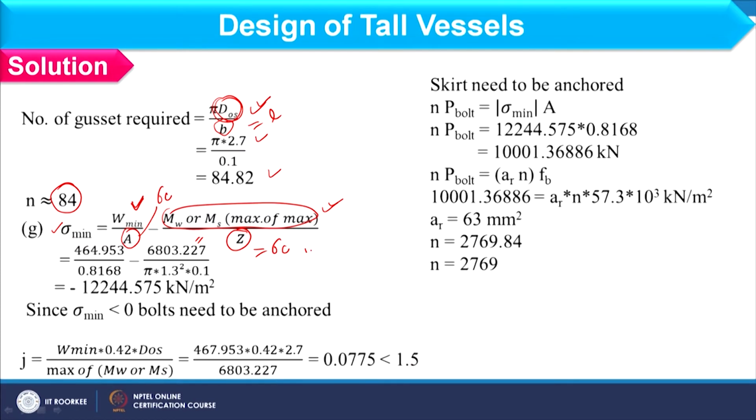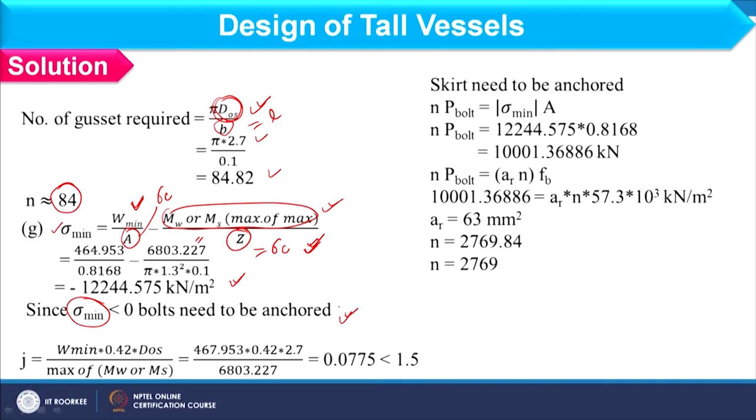So, considering all these values we can obtain sigma minimum as minus 12244.575 kilonewton per meter square. So, we consider that it is lesser than 0. So, we can find that this sigma minimum is less than 0. So, it means that anchor bolt must be needed. So, let us calculate further.